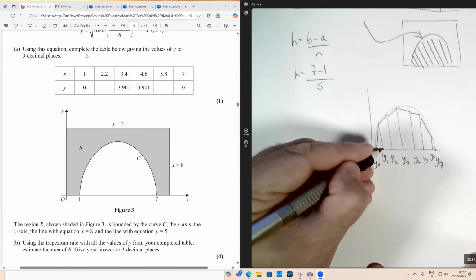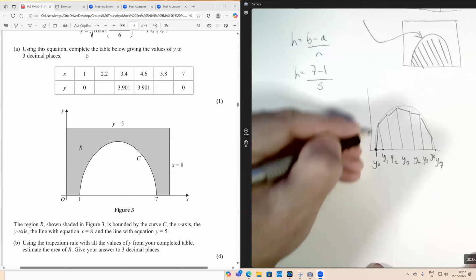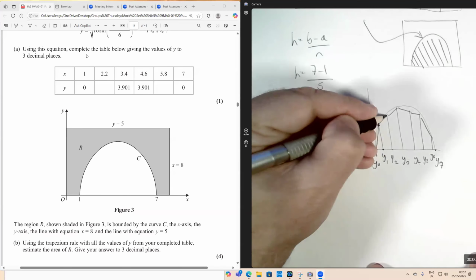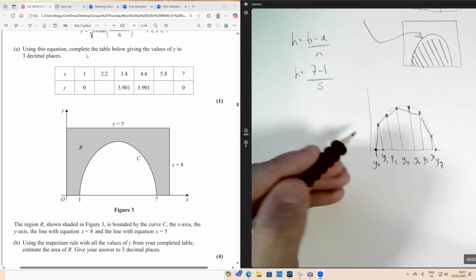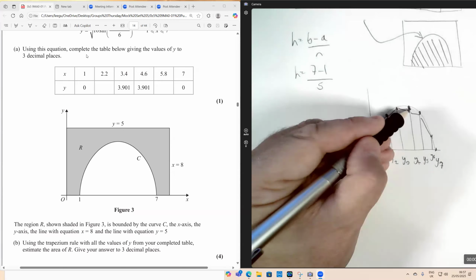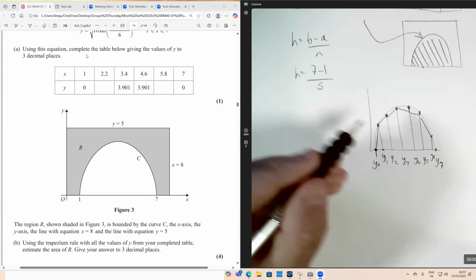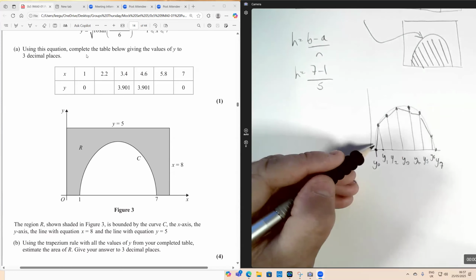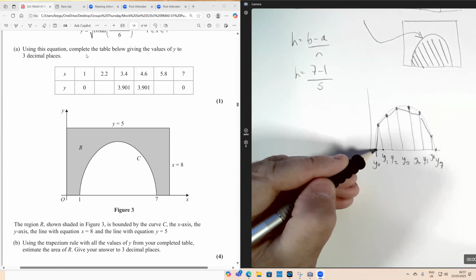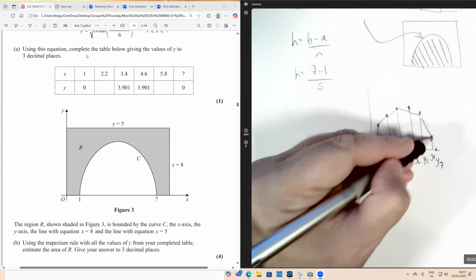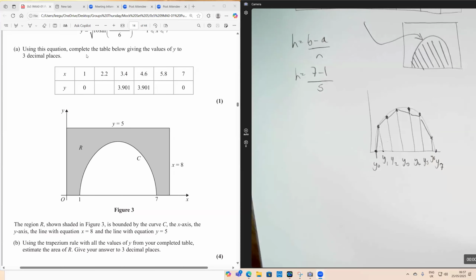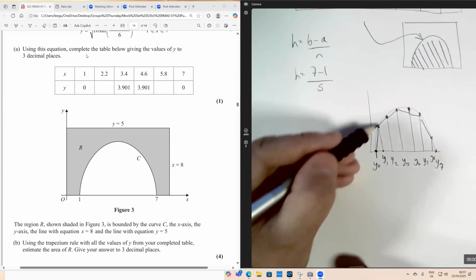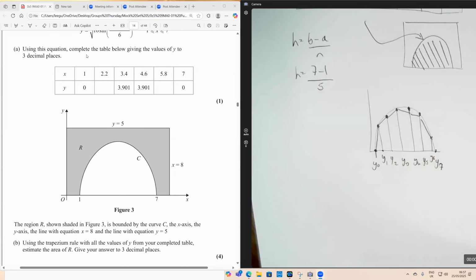So we'd have, actually, 7 values in the table, okay? And there'll be 1 there, 1 there, 1 there, and 1 there. So the table for the trapezia that I've just drawn would contain 1, 2, 3, 4, 5, 6, 7, 8 values. And we've got 1, 2, 3, 4, 5, 6, 7 trapezia. So basically, there's 8 of these values, but there's only 7 trapezia.